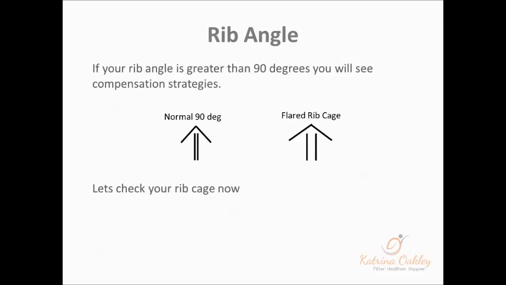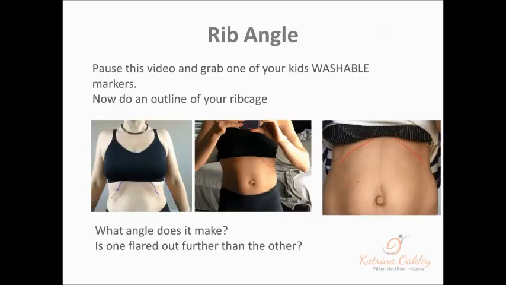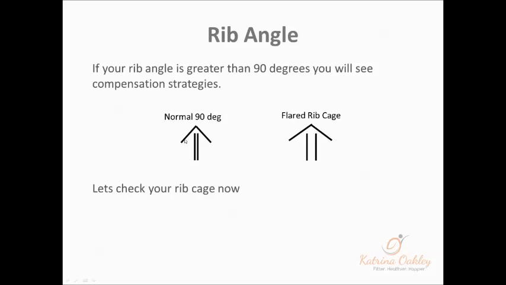You may find this kind of tricky to do on yourself. You may find standing up and marking it in front of a mirror is easiest, and some people find it easier when you're lying down. So do what you need to. But pause this now and go grab that pen. Okay, so what I want you to do is do that outline of the rib cage, and I want you to look and see what angle does it make. Does it make a 90-degree angle, or is it wider?